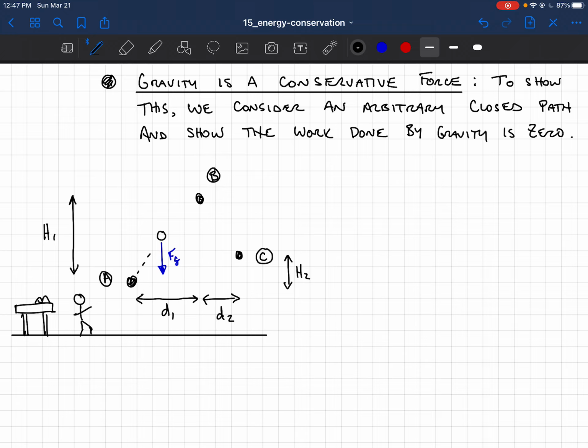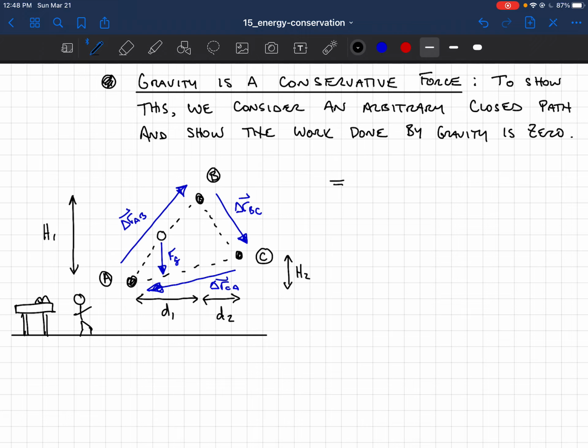So this is a closed loop because we're going to be moving from A to B, and then from B to C, and then from C back to A. That's the closed loop. So we have a displacement vector from A to B, which looks like this. That's delta R AB. We have a displacement vector from B to C that looks like this. And I need to draw these because we're going to calculate the work done. And then we have a displacement vector C to A. It goes like that. So let us calculate the work done by the force of gravity on this loop path.